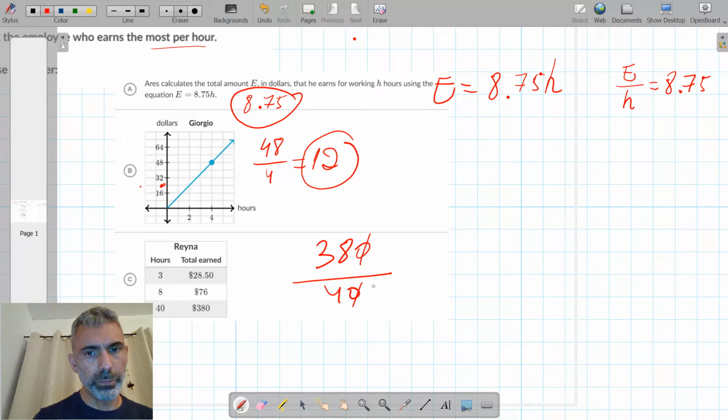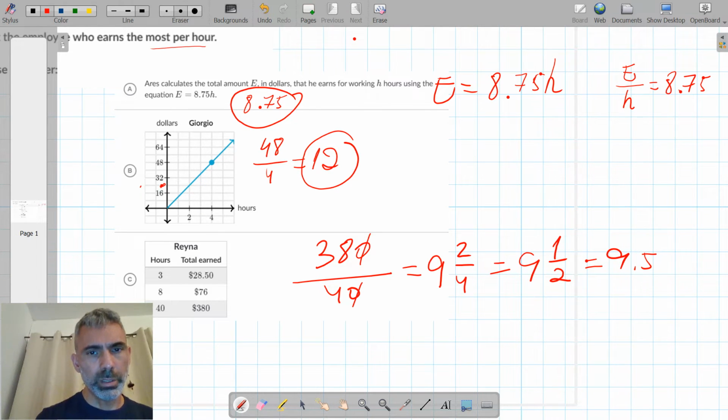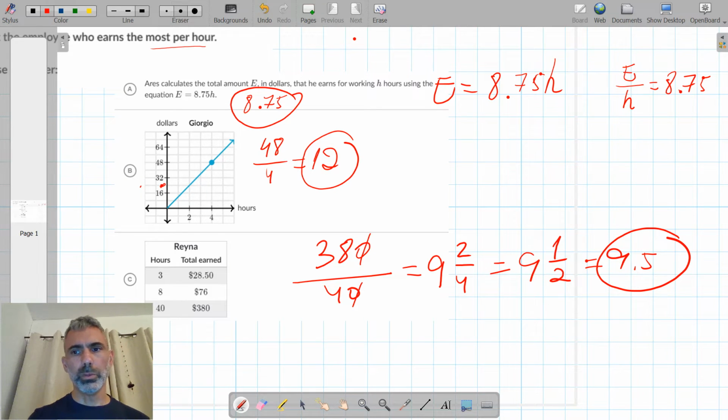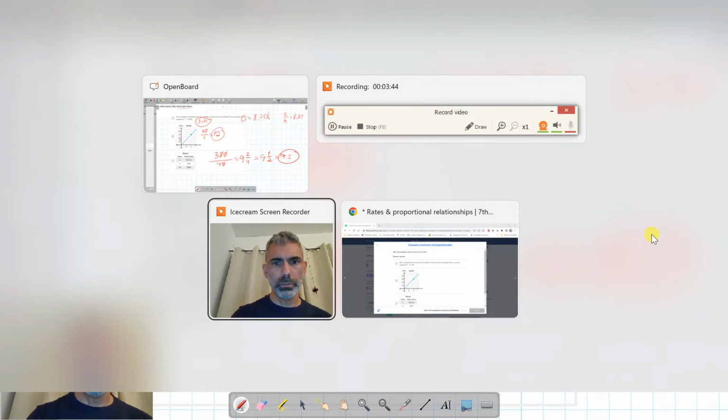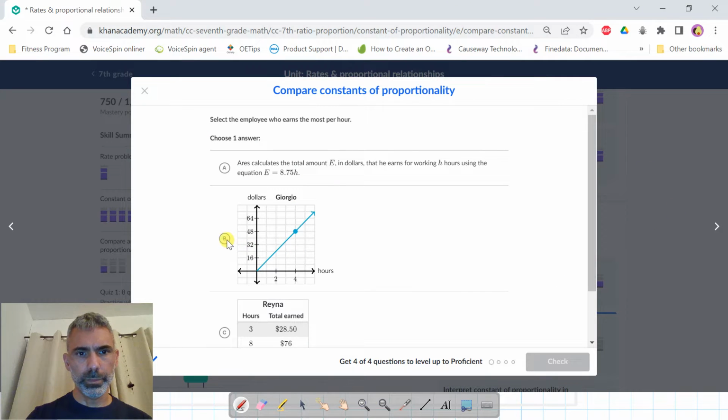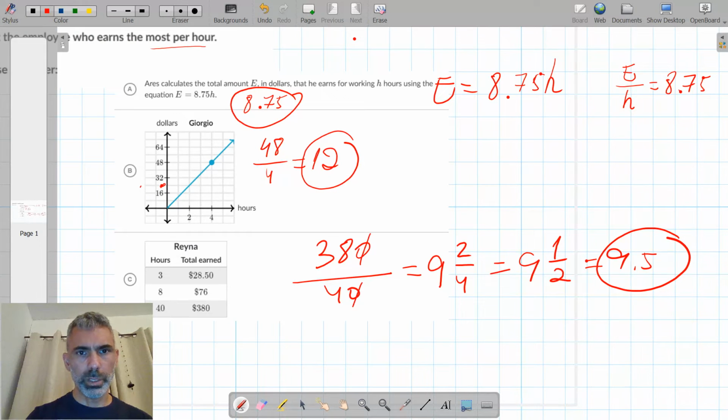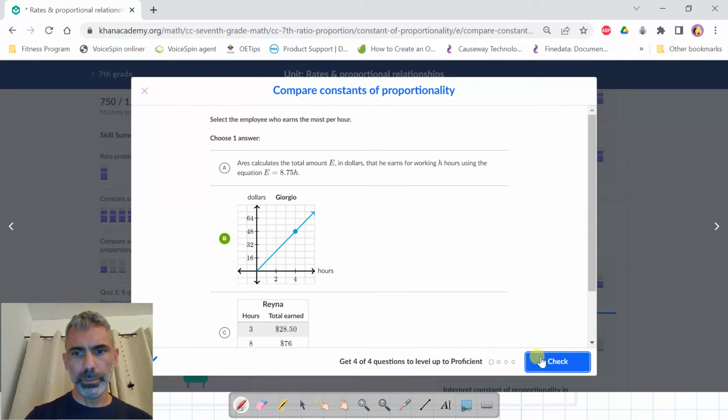38 divided by 4, so 36 divided by 4 is 9, and 2 divided by 4 is 0.5, which makes 9.5. So she makes $9.50 per hour, so Giorgio makes the most. Right? Giorgio makes $12 per hour.